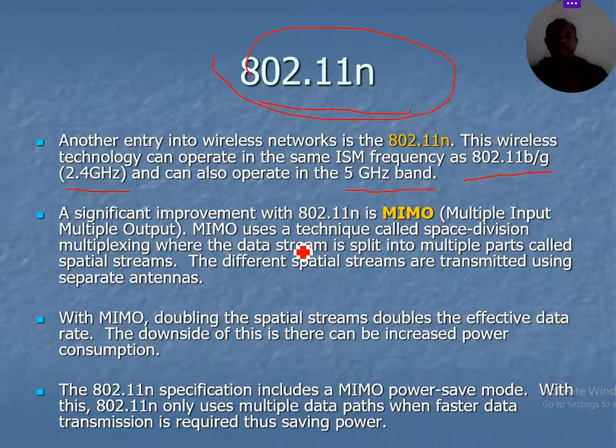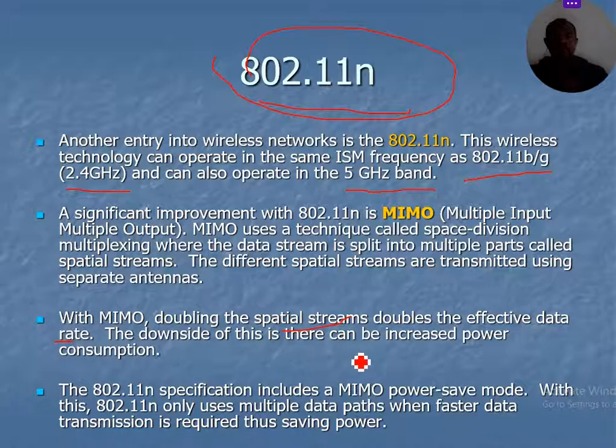Then a significant improvement of the 802.11n is the MIMO. MIMO means multiple input, multiple output. MIMO uses a technique called space division multiplexing, where the data stream is split into multiple parts, and each part is called a spatial stream. The different spatial streams are transmitted using separate antennas. With MIMO, doubling the spatial streams doubles the effective data rate.